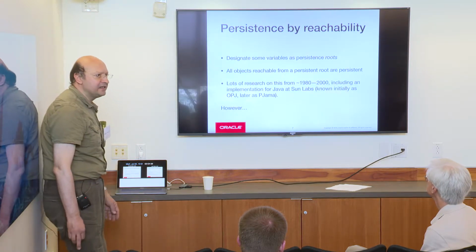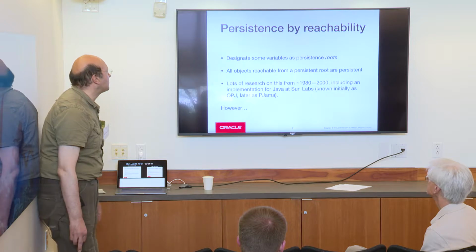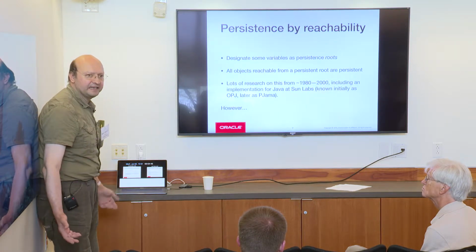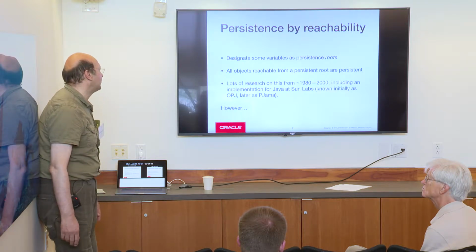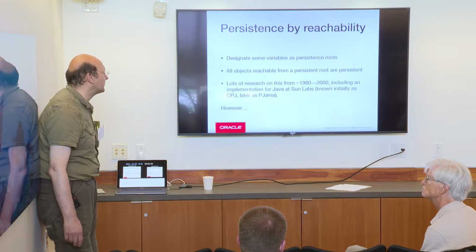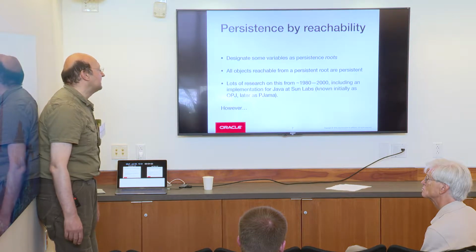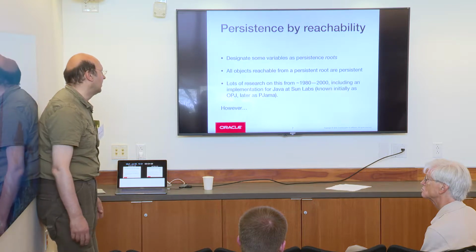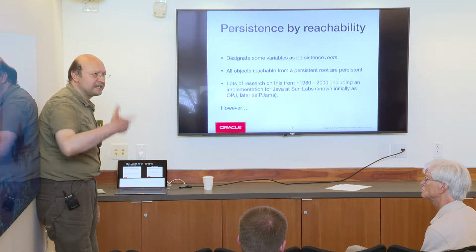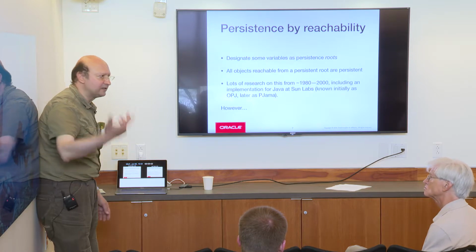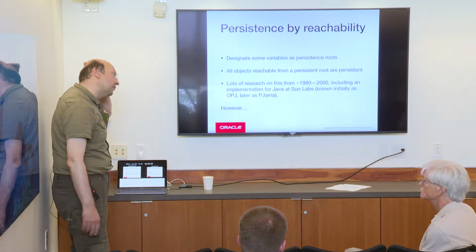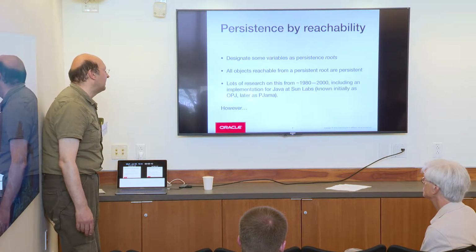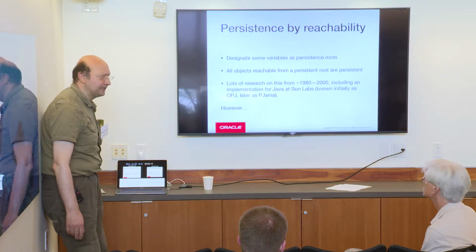A leading contender for how to solve this problem within the constraints is persistence by reachability. And the idea here, I'm sure many of you are familiar with, is you designate some variables as persistent roots. And then everything that's reachable from any of these persistent roots is considered a persistent object. And in the same way that a garbage collector traces out reachability, the runtime system would trace out reachability and make things persistent. This is entirely compatible with the earlier goals.